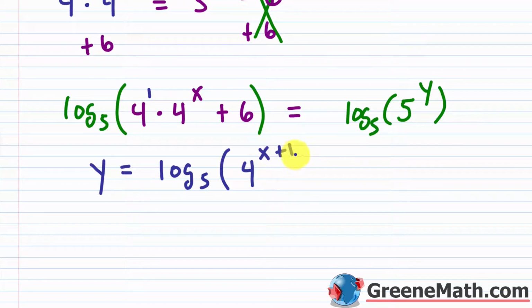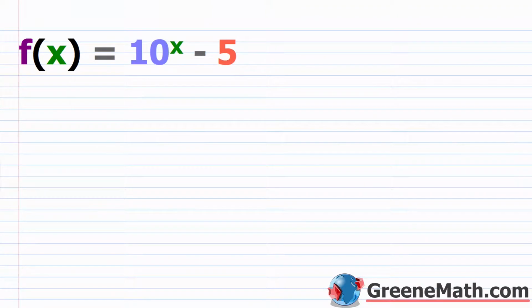I'm just going to put x plus 1, and then we would have plus 6 like this. So this is going to be your answer. I'm just going to take the y away and say this is f inverse of x. All right, let's look at another one.